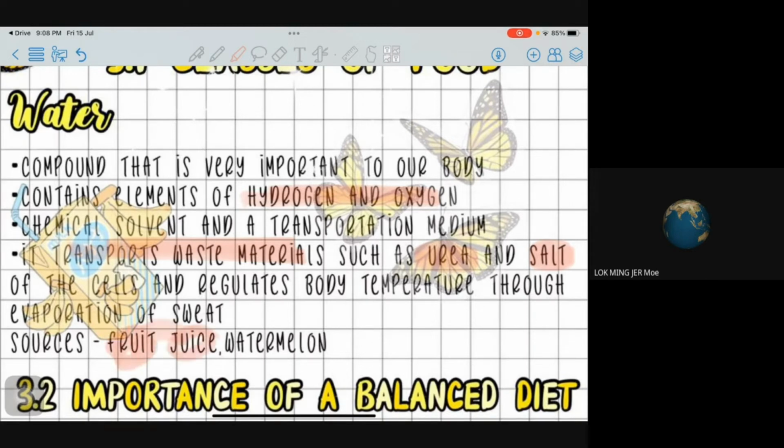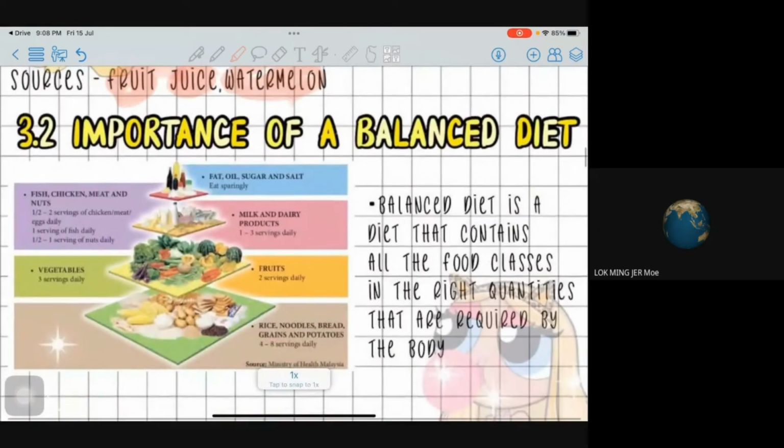Sources to get water are fruit, juice, watermelon, and a lot more. That's why sometimes people who don't drink water are still alive, because they eat fruits. Fruit can also give us water.